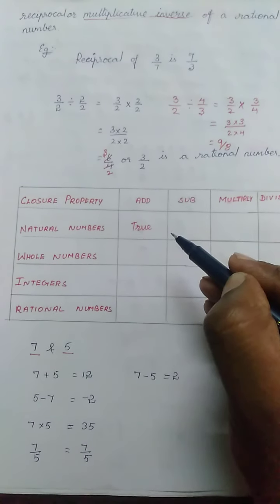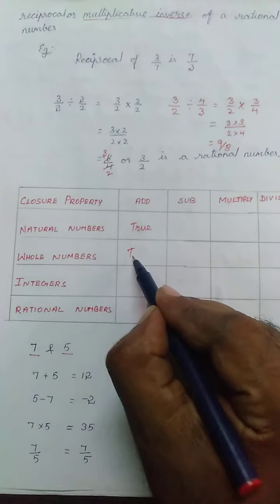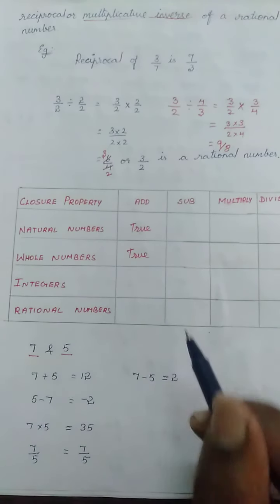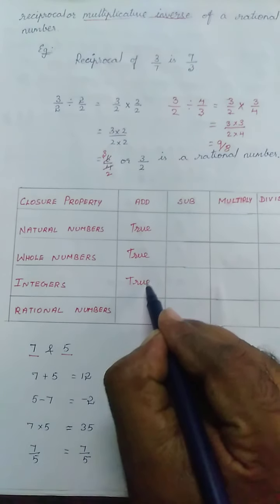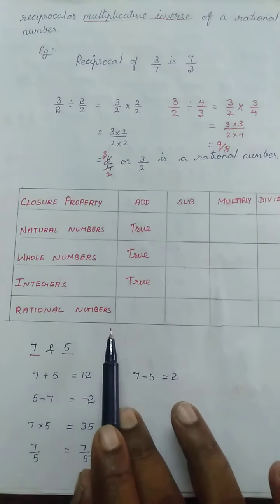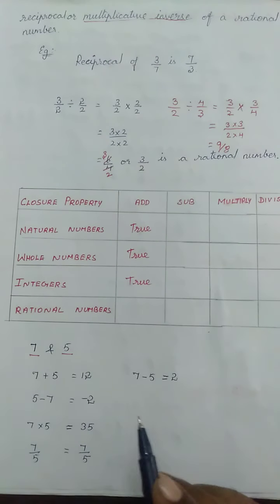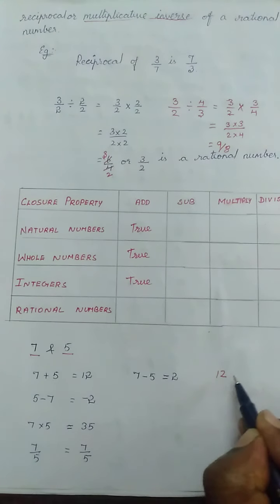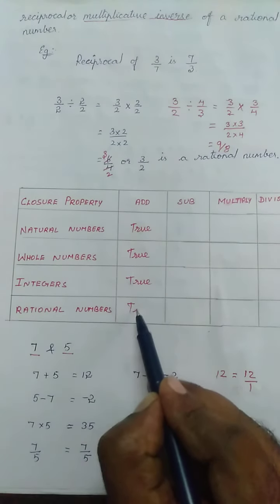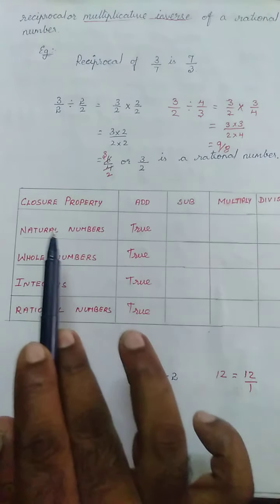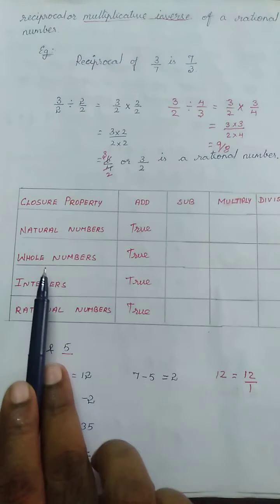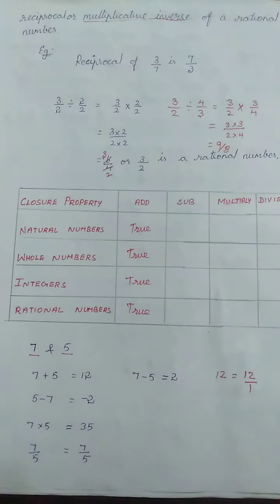Do we have 12 in whole numbers? Yes. So this is also true. Do we have 12 in integers? Yes. So this is also true. And do we have 12 in the rational numbers? Yes. 12 can be rewritten as 12 by 1. So yes. So closure property under addition is true for all the natural numbers, whole numbers, integers and rational numbers.